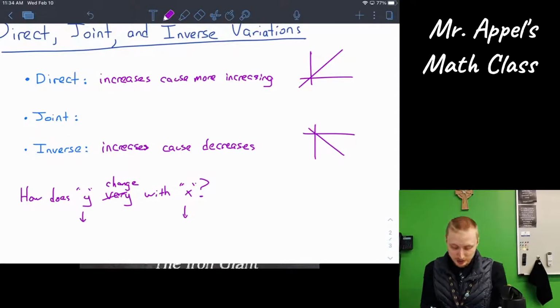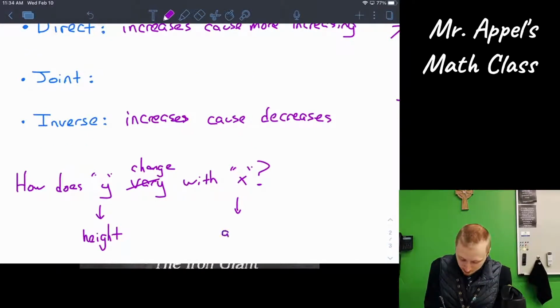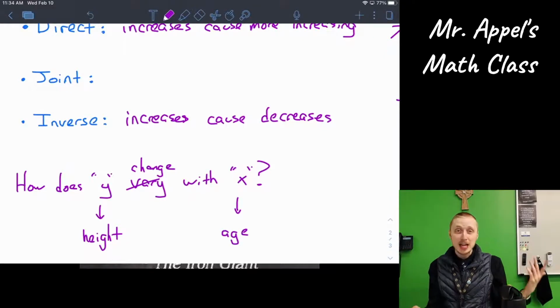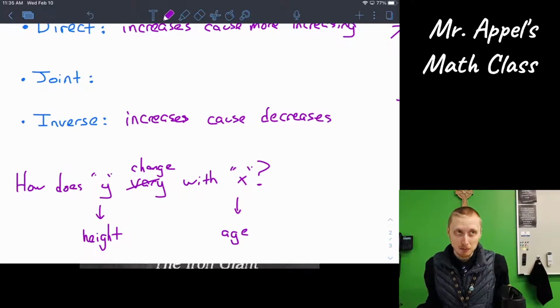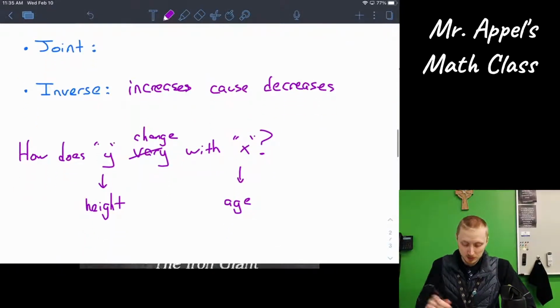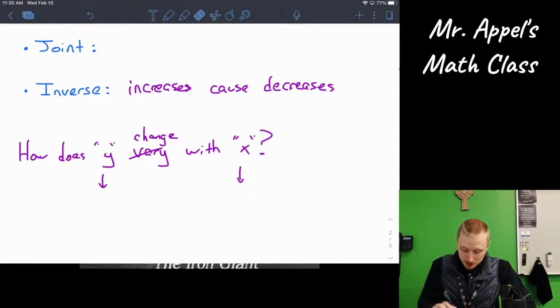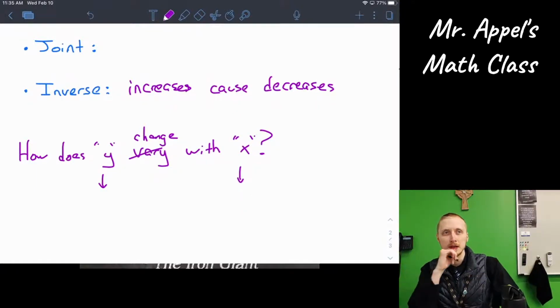Let's take humans. For the most part, height varies directly with age. As people get older, they get taller, right? For the most part. What about an inverse relationship? What's something that as one thing rises, something else must go down?